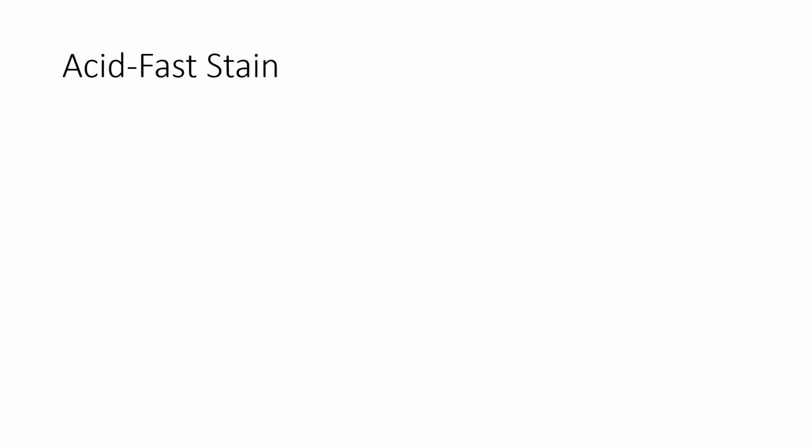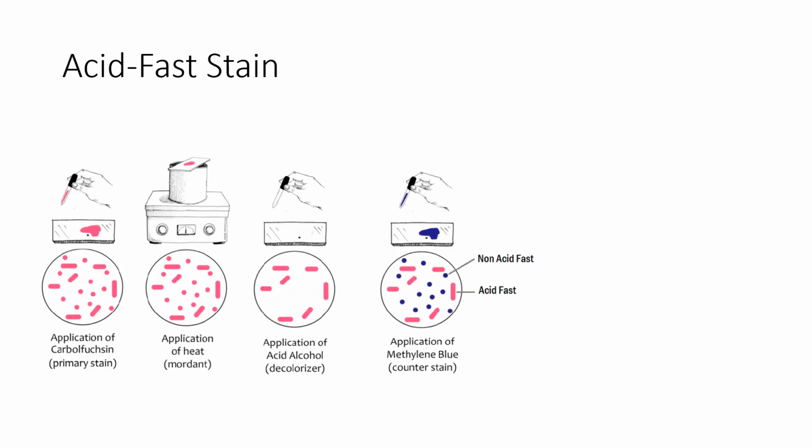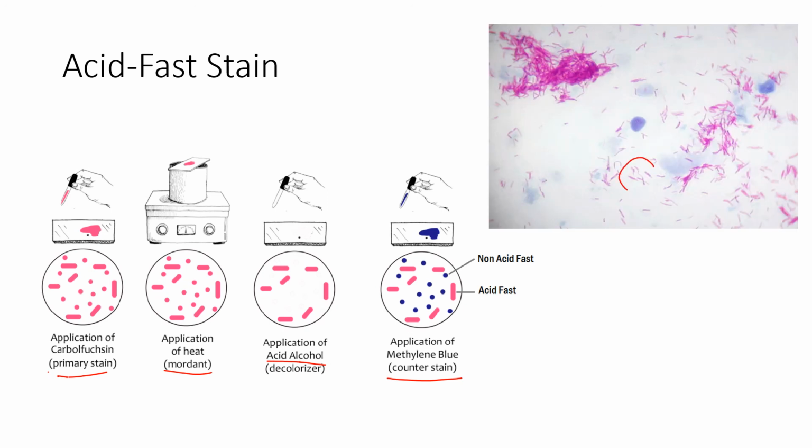And just so you are aware of the procedure, it also involves a primary stain, it also involves a mordant, and then a selective treatment, which is alcohol, and then also a counter stain. And a positive color for the acid-fast stain would be if the bacteria turn pink. So this is a stain looking for Mycobacteria tuberculosis. And so all of these bacteria belong to that group.